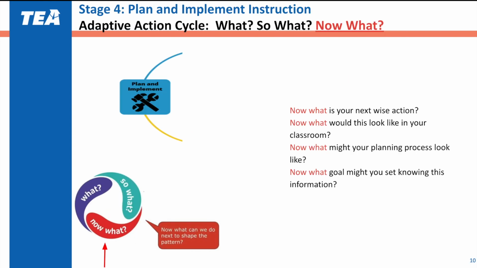When you're ready to move to stage 4 of the assessment instructional cycle, plan and implement instruction, you're also moving to step 3 of the adaptive action cycle, now what? In this stage, you want to think about how you can shape the patterns you have already identified. Some of the questions you may want to consider are: what would be my next wise action? What would this look like in my classroom? How can my planning process look from now on? And what is a good goal based on the data we have studied?